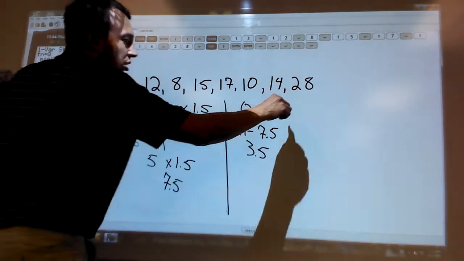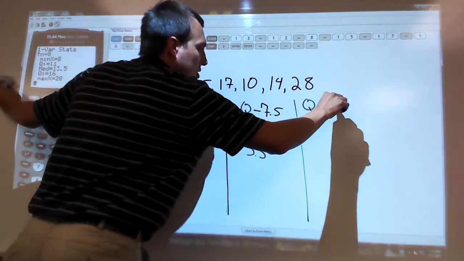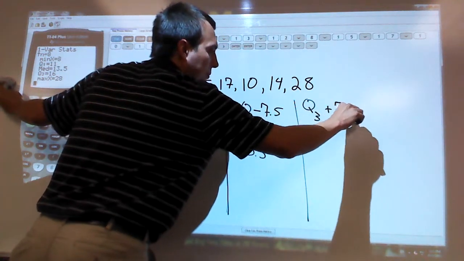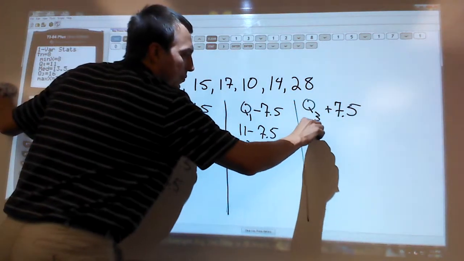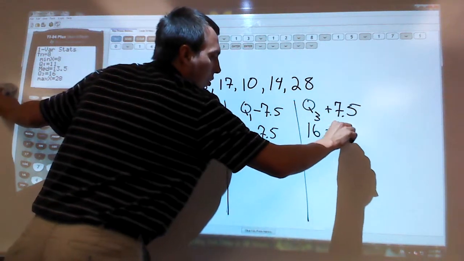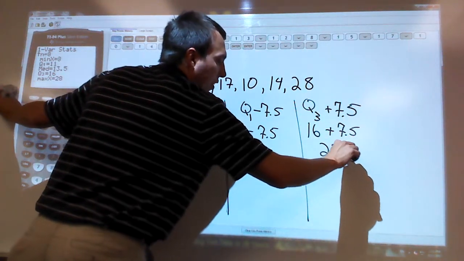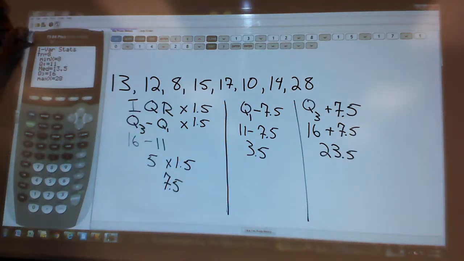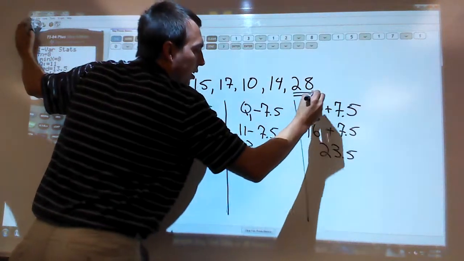Maybe there's an outlier that's too big. We go quartile 3 plus our magic number, 7.5. Quartile 3 is 16. Add our magic number and we get 23.5. Is there any number that is bigger than 23.5? Yes. 28 is too big.